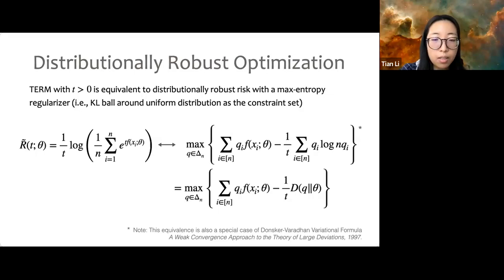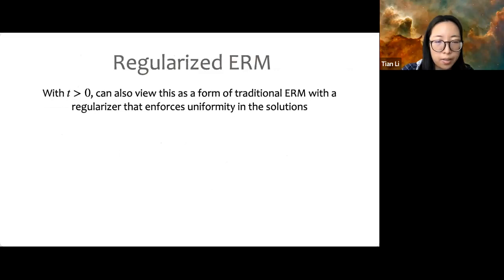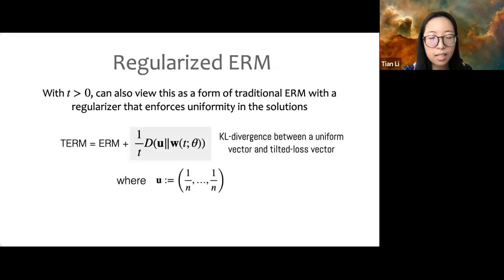So instead of having an uncertainty set modeled by some KL divergence ball, we are putting this KL divergence ball in the regularization part. This is also known in some previous results. And so you may wonder, does TERM have some regularization effects? Yes, it can also be viewed as a regularization to empirical risk minimization.